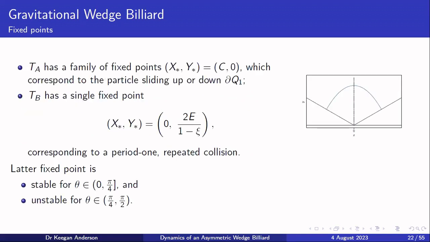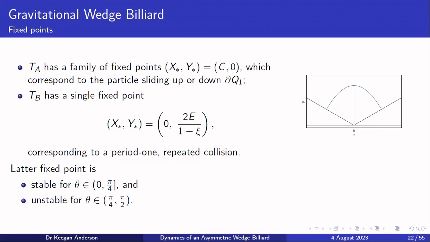And I'll illustrate that with some phase diagrams a bit later, but let's first talk about, as one does in dynamical systems, fixed points. That's the first thing you ask. Are there any fixed points? And indeed, there are in this case. So for collision on the same side, the fixed points look like what's illustrated on the first line. And essentially what it's telling us is that the only fixed points given by our maps is the particle sliding up or down the wedge wall, right?